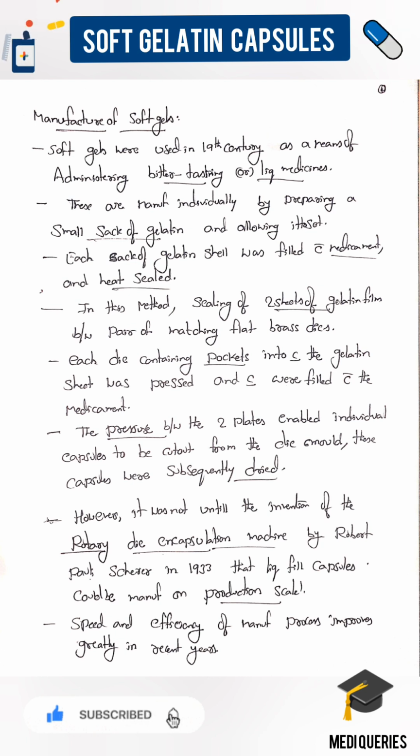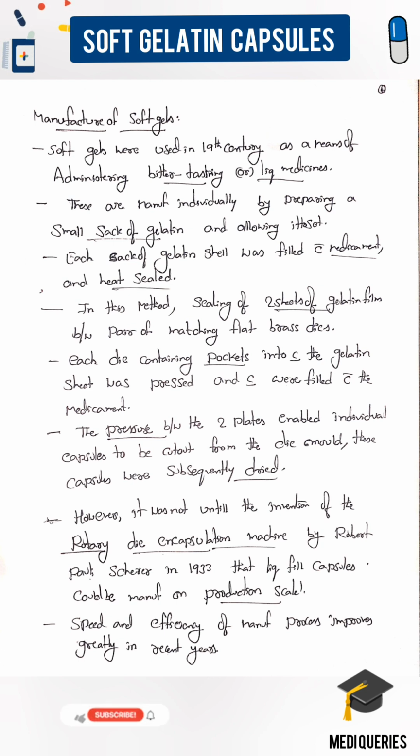Here in this method, two sheets of gelatin film are sealed between a pair of matching flat brass dies. Each die contains pockets into which the gelatin sheet is pressed and which are filled with the medicaments. This is how we insert the medicament into the gelatin sheets.